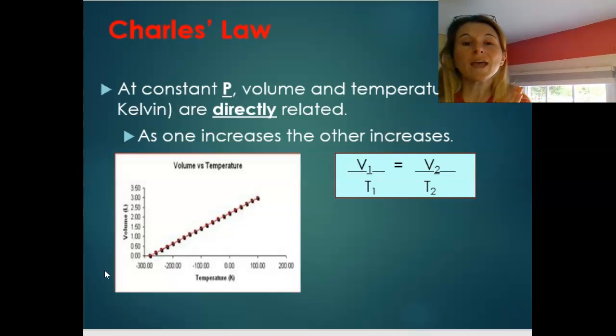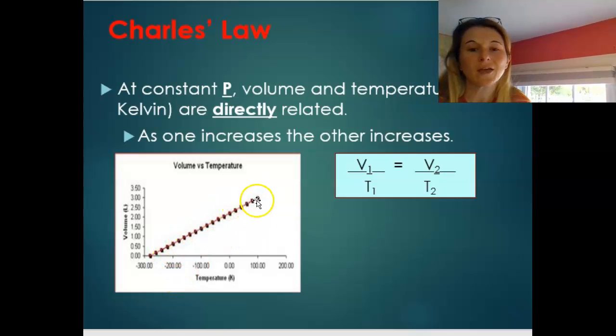So when we have things that are directly related, we divide. And we can see our formula here: our initial volume divided by our initial temperature is going to equal our final volume divided by our final temperature. And here, if we were to take that balloon experiment of having a balloon in hot or cold and put it into a graph, we would see that as we increase the temperature, our volume also increases. It's directly related right there.